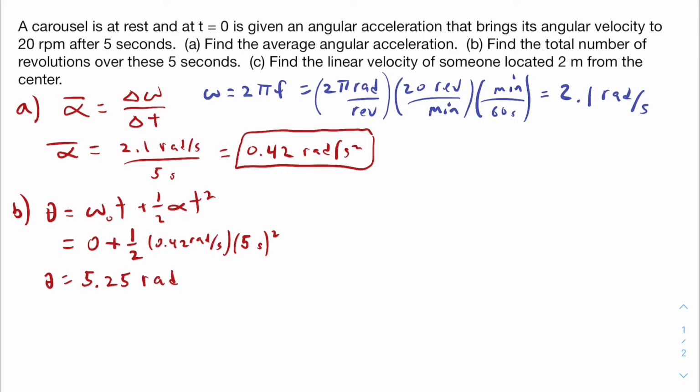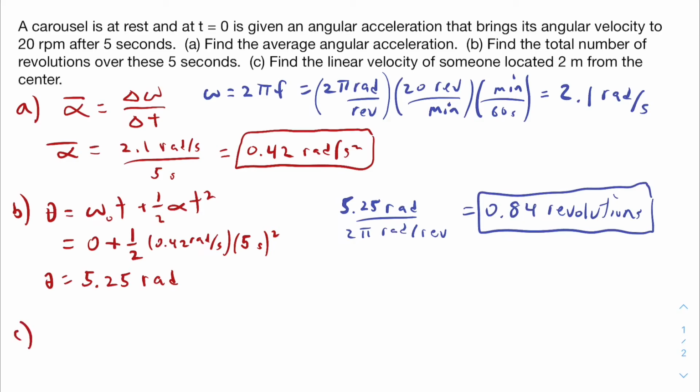However, part B of the problem asks for the total number of revolutions. Since we know that there are 2 pi radians in a single revolution, we can divide this value by 2 pi to find the number of revolutions. Doing this, we get a value of 0.84 revolutions.